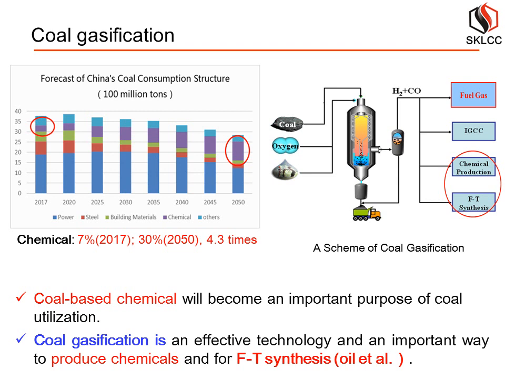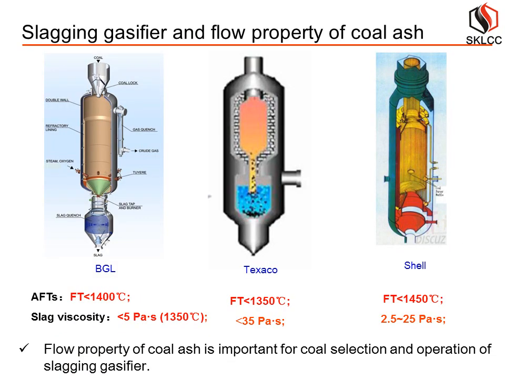Coal gasification is an effective way to achieve this goal, and by gasification we can use syngas to produce many different chemicals, and also can be used for FT synthesis to produce oil. Slagging gasifier is widely used in coal gasification plants. I listed 3 types of slagging gasifiers here. They are BDL, Tesco cell gasifiers.